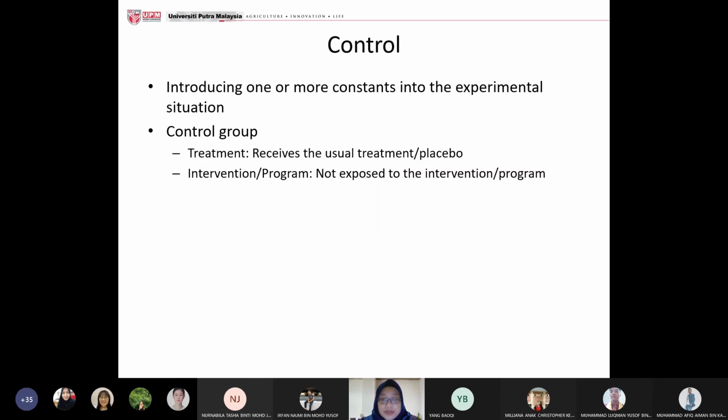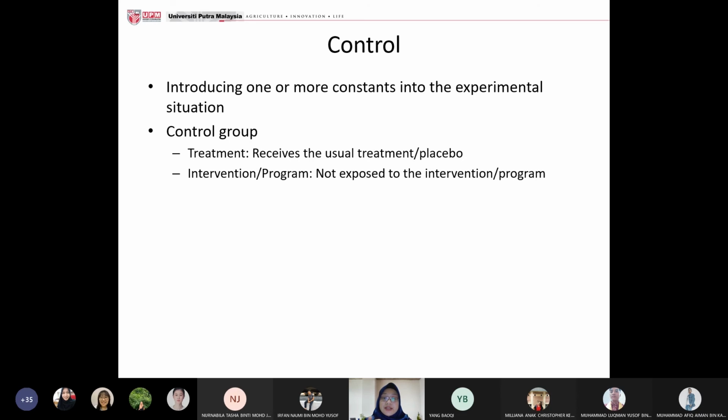So next is very quickly on control. So of course, this is basically on how you want to eliminate the extraneous variables, the effects of that, from your research. So you have your control. Okay. So for example, if you're doing some treatment, but this is usually for those in the medical area. So I'm sure you've heard about placebo. Okay, so usually people are given some experimental things.